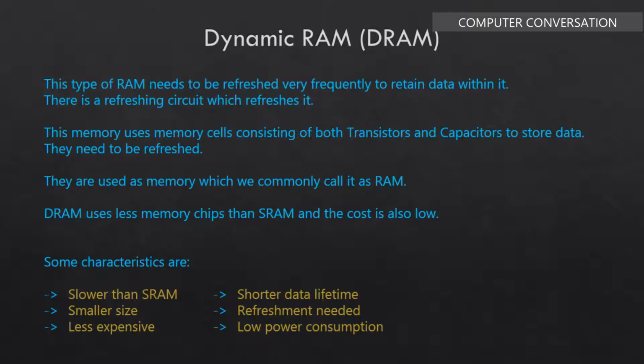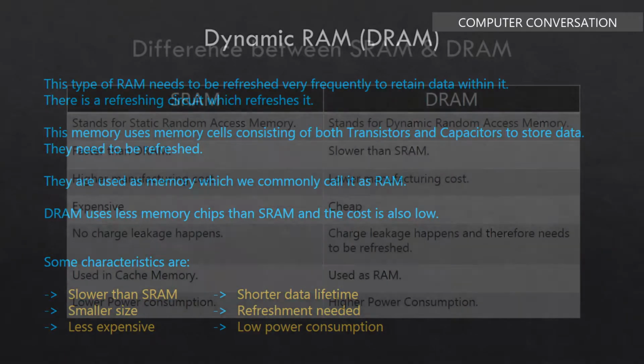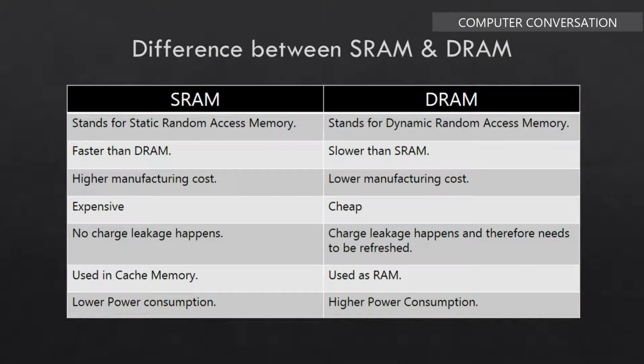DRAM uses fewer memory chips than SRAM and the cost is also low. Some characteristics are slower than SRAM, smaller size, less expensive, shorter data lifetime, refreshment needed and lower power consumption. Now let's see the differences between SRAM and DRAM. SRAM stands for Static Random Access Memory whereas DRAM stands for Dynamic Random Access Memory.